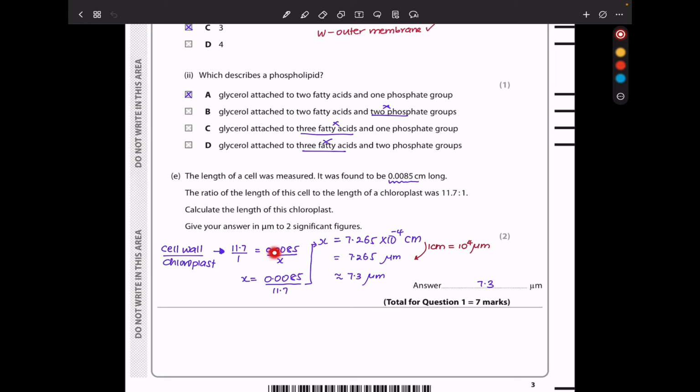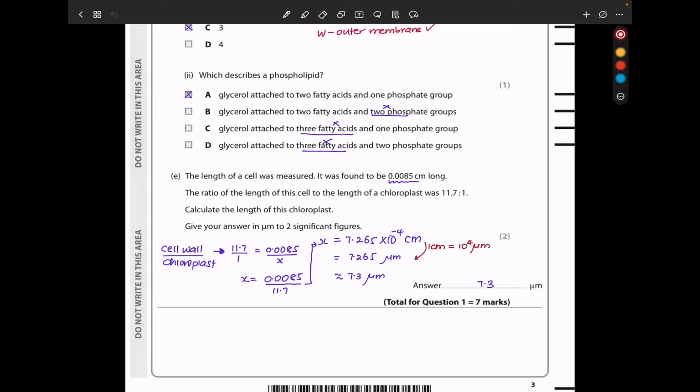Yet we know the actual length of the cell, which is 0.0085. So this is going to be 0.0085 divided by 11.7. I'm trying to get the value of x. And that gave me 7.265 times 10 to the power negative 4 centimeters. But they want the answer in micrometers. So that is going to be 7.265 micrometers, since 1 centimeter is 10 to the power 4 micrometers. So the answer is 7.3 micrometers.